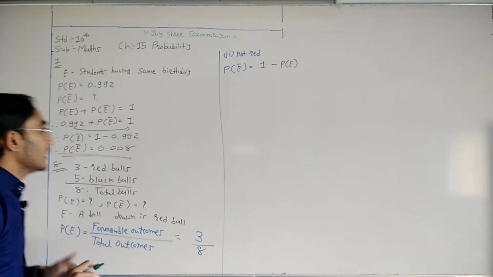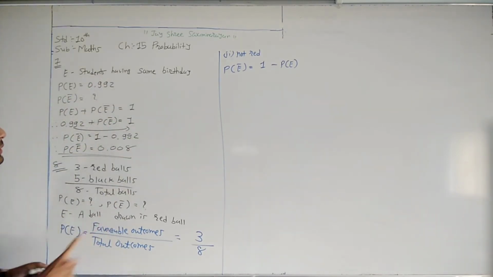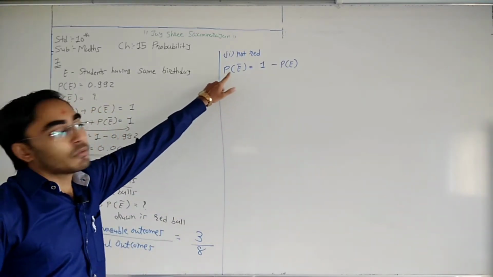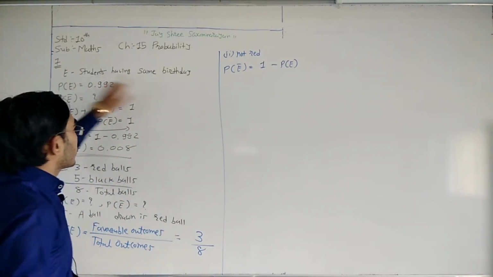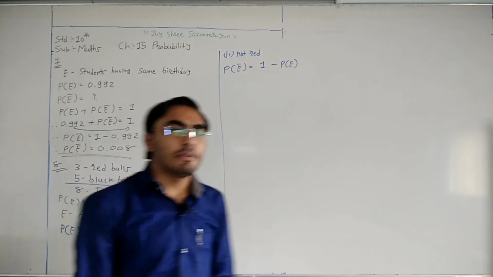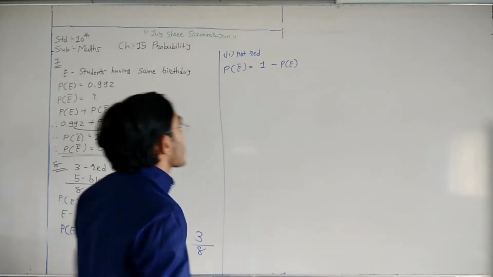1 minus PE. That means if you transfer this PE to the right hand side, it becomes 1 minus PE. So directly we can find the probability of not red. Not red, that means E bar. So you need to transfer this PE to the right hand side. So 1 minus PE. Here we have 2 ways. This is the first way to find out the answer.